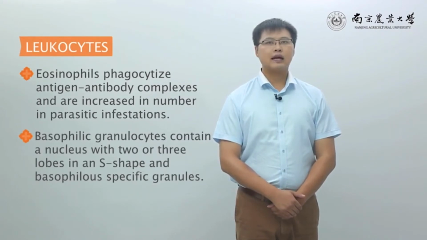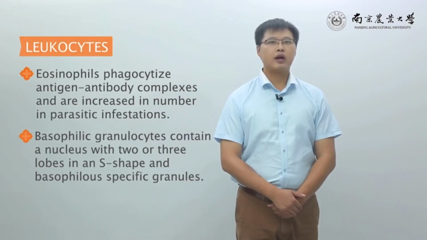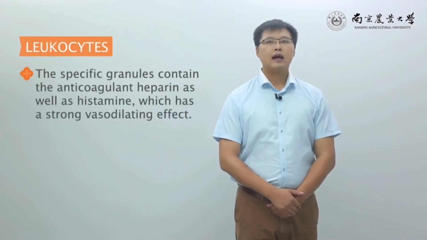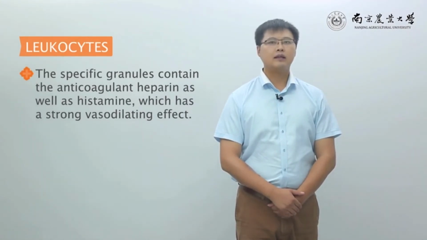Basophilic granulocytes contain a nucleus with 2 or 3 lobules in an S shape and basophilic specific granules. The specific granules contain the anticoagulant heparin as well as histamine, which has a strong vasoactive effect.